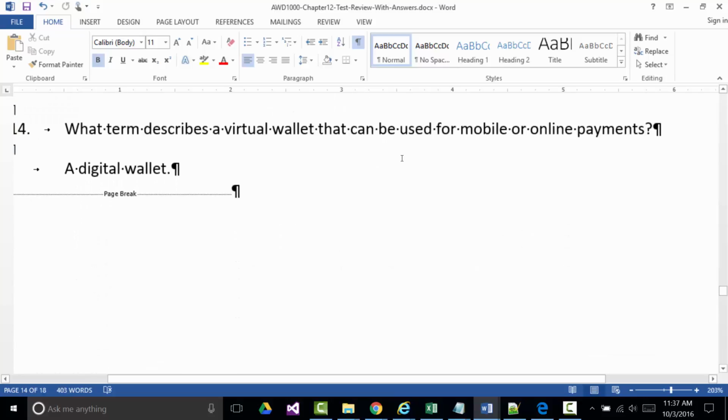Number 14. That wasn't in red. What term describes a virtual wallet? And that's called a digital wallet.